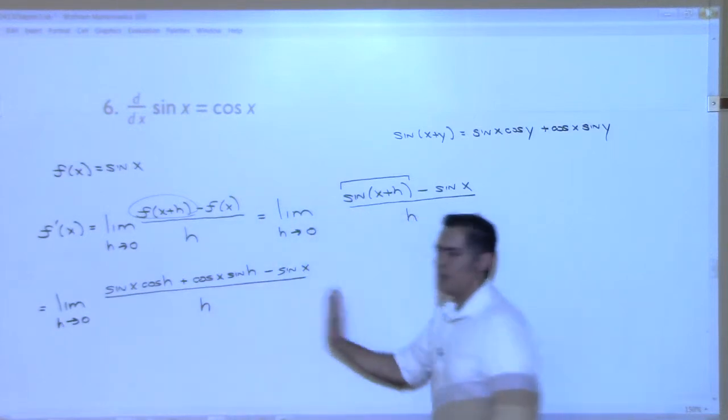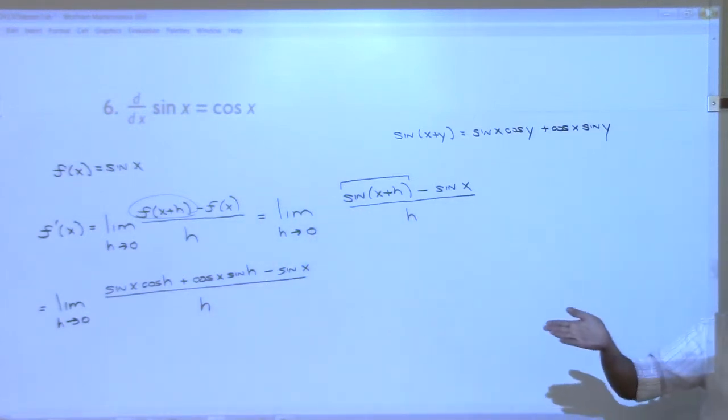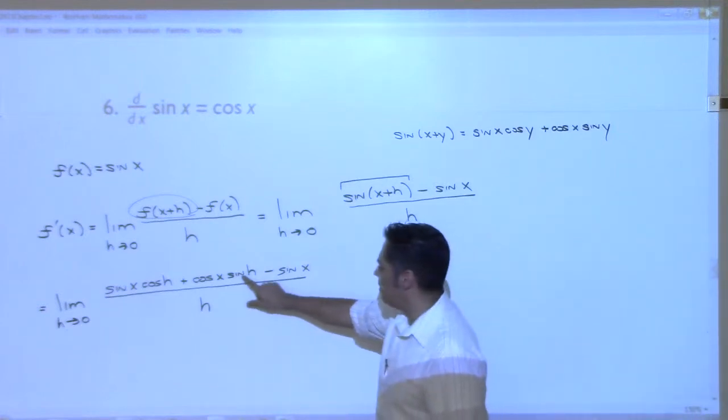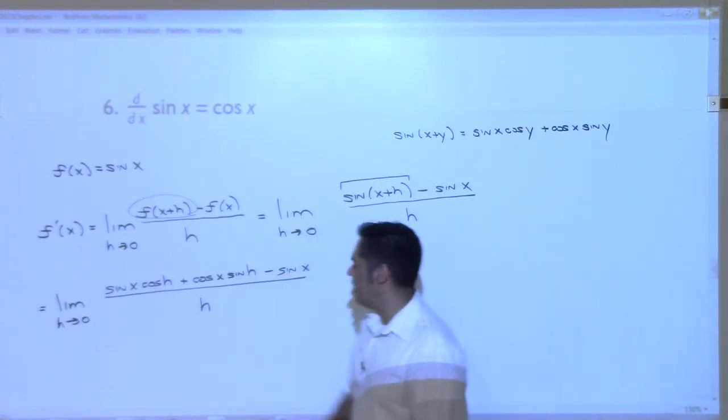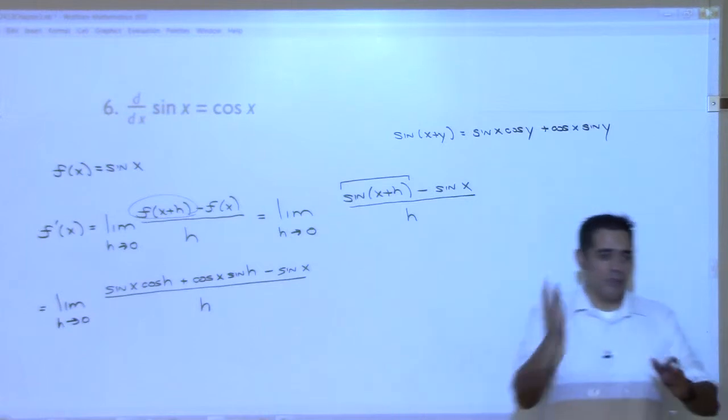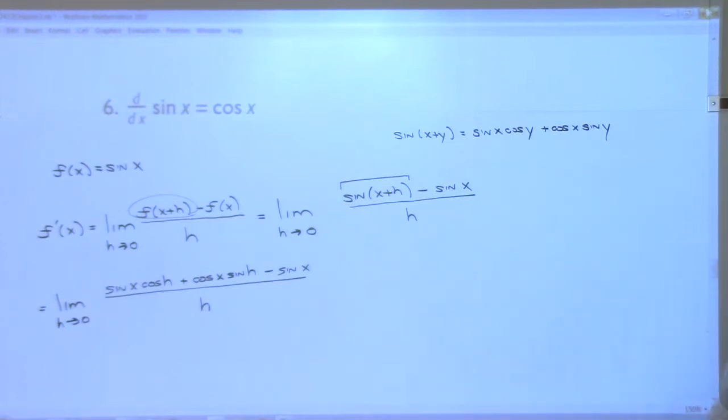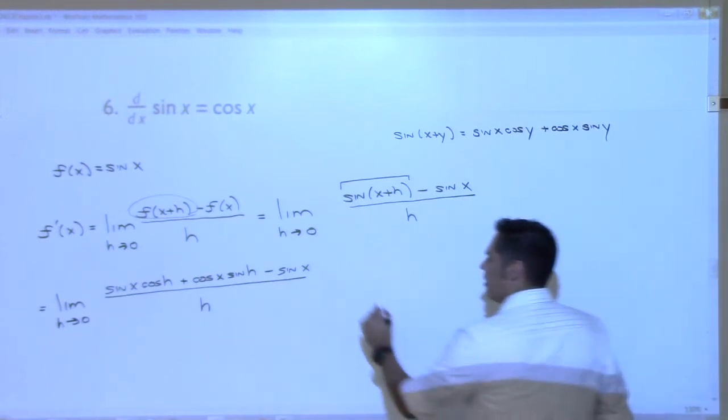Now, that still does not allow me to cancel an h, because this h is trapped in the sine, and this doesn't even have an h, so there's no canceling, right? I can't do anything yet. But I'm going to do something very clever now.